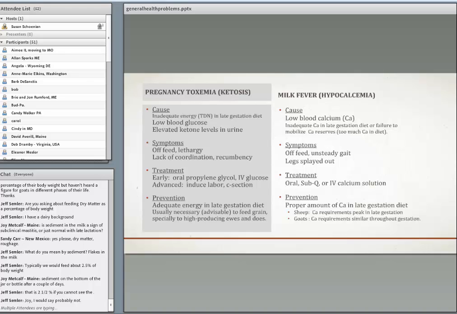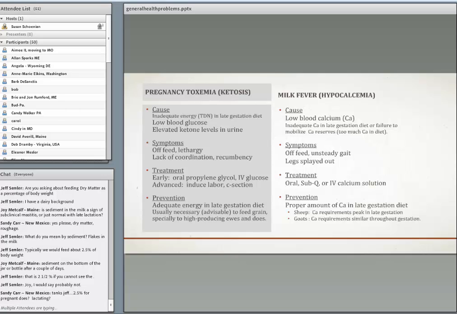several times a day, that can be an effective treatment. If she's a little bit further along, that glucose is given via IV. When it's pretty advanced, you can induce labor or you can do a C-section, because the best cure for pregnancy toxemia is to get those babies out.